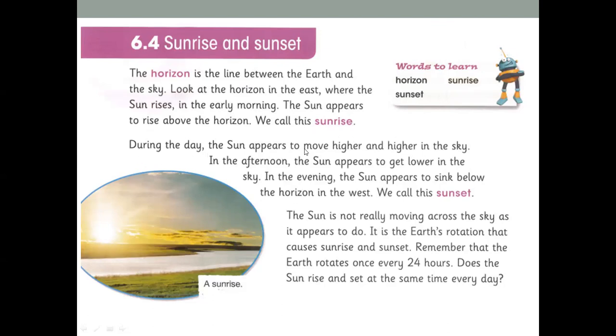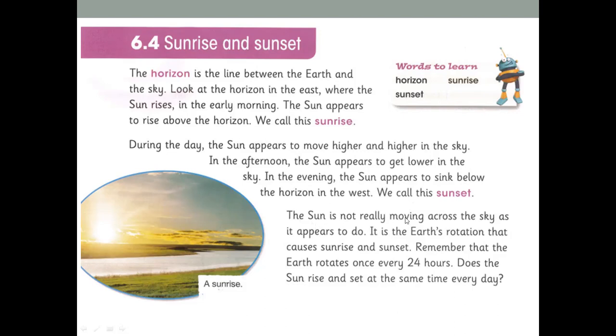During the day, the sun appears to move higher and higher in the sky, and then starts going down. In the afternoon, the sun appears to get lower in the sky. In the evening, the sun appears to sink below the horizon in the west. We call this sunset. I hope you know about sunrise and sunset.